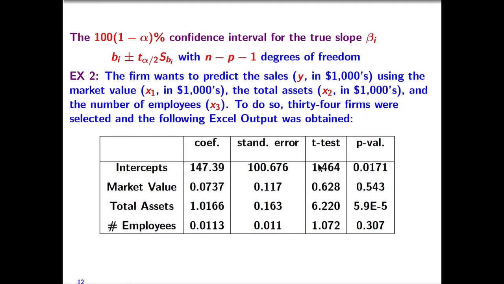You have this Excel output with the intercept, market value, total access, and number of employees. The coefficients are 147.39, that's our B0, 0.0737, that's our B1, 1.0166, that's our B2, and 0.0113, that's our B3. Now, here's the standard error.